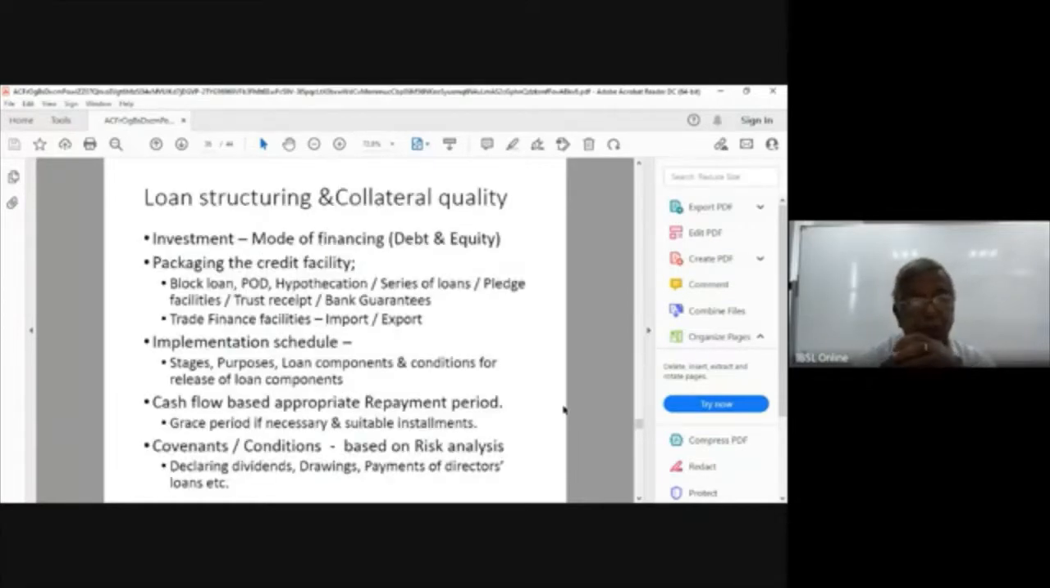And finally, loan structuring and collateral quality. So now, if everything is okay, that is environment analysis, industry outlook analysis, then industry competitive position analysis, and then financial analysis, and finally the management analysis, everything is satisfactory. The risks you have identified and how to manage those risks, if you have a plan, then you can go for whether you can grant the facility or not. If you are granting the facility, how you are going to give loan structure and collateral quality.